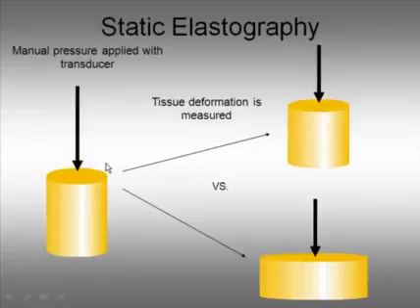Just diagrammatically, static elastography is simply manual pressure applied to the breast over a lesion, and once the pressure is applied, the degree of deformation of the lesion is measured. Maybe it'll squish out only a little, or maybe it'll squish out really a lot, and that's a relative measure of its firmness.